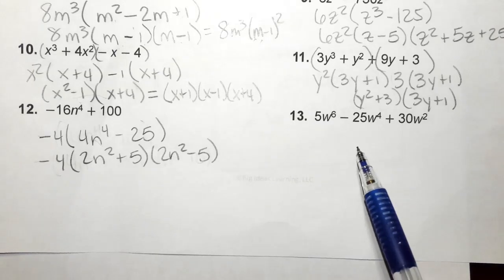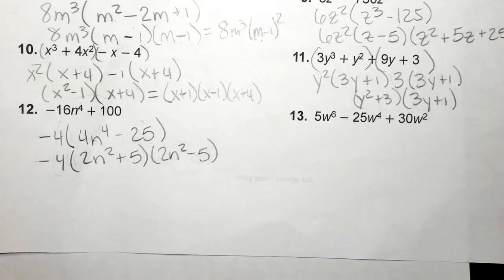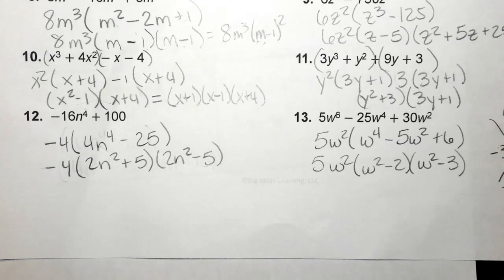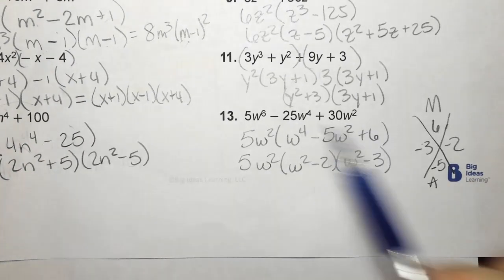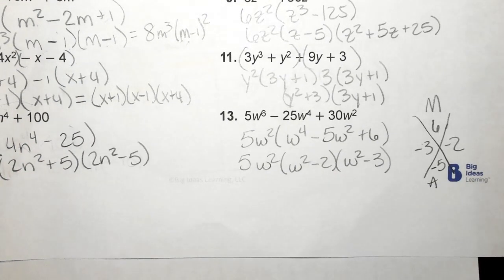So last one is 13, and if you've hung around this long, there's an extra credit question to come after this number 13. All right, last one, number 13. So after you factored out the 5w squared, you had to think about two numbers that multiply to get you that one and add to get you the other.